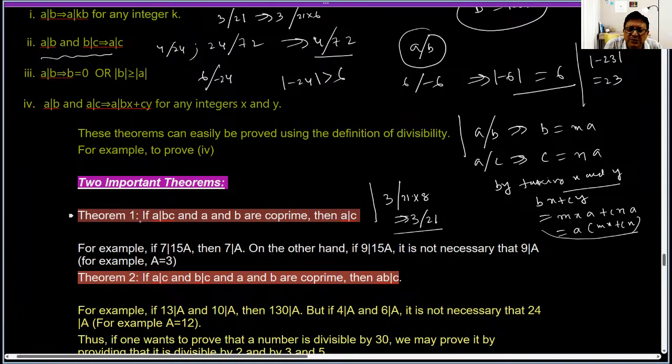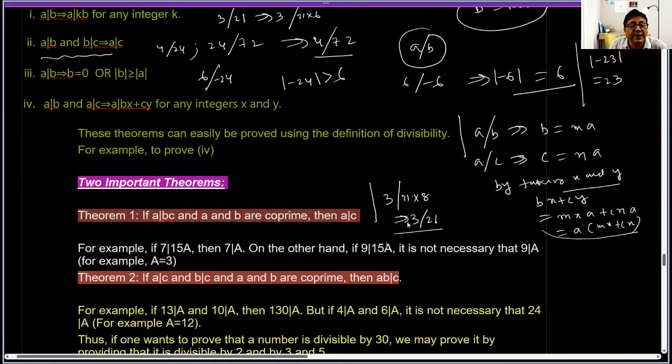So 3 divides 21. Very easy. I'll share the note also with you so that you'll be able to understand. Or you can go through books like Excursion in Mathematics, Challenges and Thrills of Pre-College Mathematics, or Mathematical Circles. You'll get some idea there. If 7 divides 15a, then 7 must divide a, because 7 doesn't divide 15.